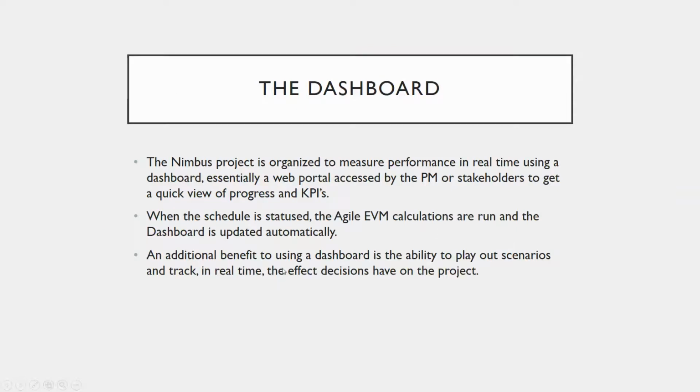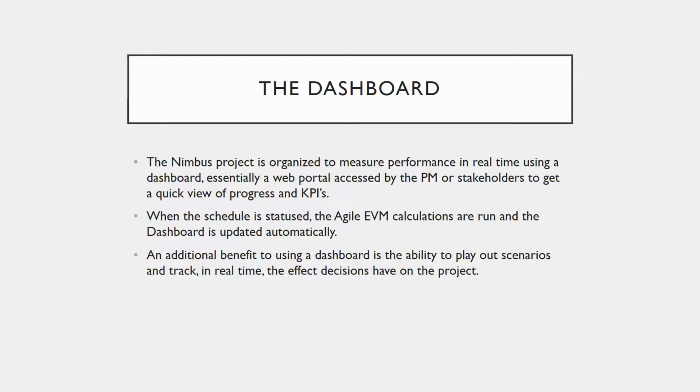So the dashboard. Nimbus is organized to measure performance in real time. I set this up so that I could simulate the project myself by changing the dates, by marking things complete, by setting up different things on when things are executed, moving tasks in and out of each sprint from the backlog as necessary. And in doing that, I needed a way to calculate on the fly the KPIs that are associated with waterfall. So all of the EVM calculations are run and the dashboard is updated automatically.